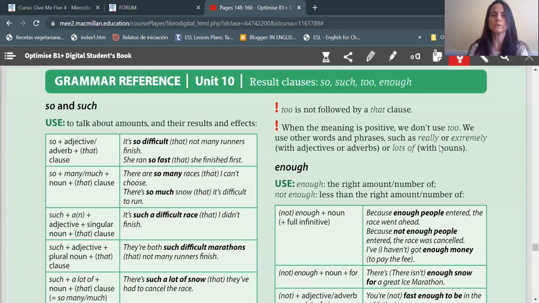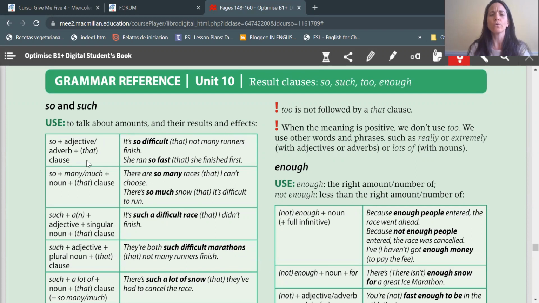So we're going to open the books on page 158, and we're going to read the theory of result clauses with so, such, too, and enough. So let's begin. So and such. What's the use of it? To talk about amounts and their results and effects.